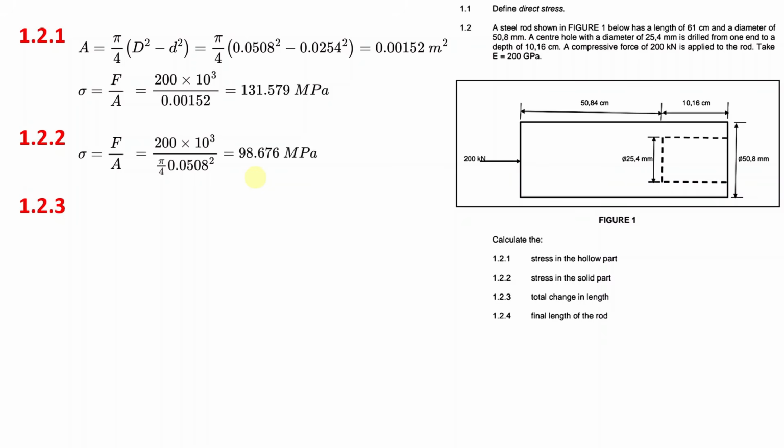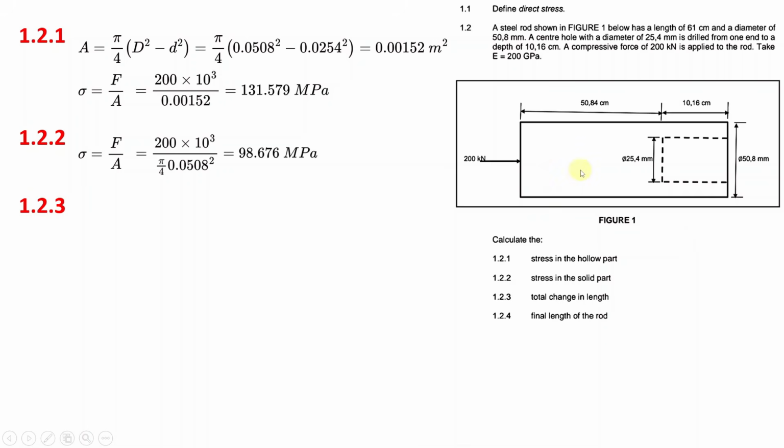For question 1.2.3, they want you to find the total change in length. Now, what you need to understand here is that when you begin to apply this 200 kilonewton force on the object, it will cause the object to compress because this is a compressive force. So this object is going to become short, okay, by a certain amount. In this case, as you can see, the object that we have here is not uniform throughout. So for us to be able to study the change in length of the object, we need to look at this object in two different portions.